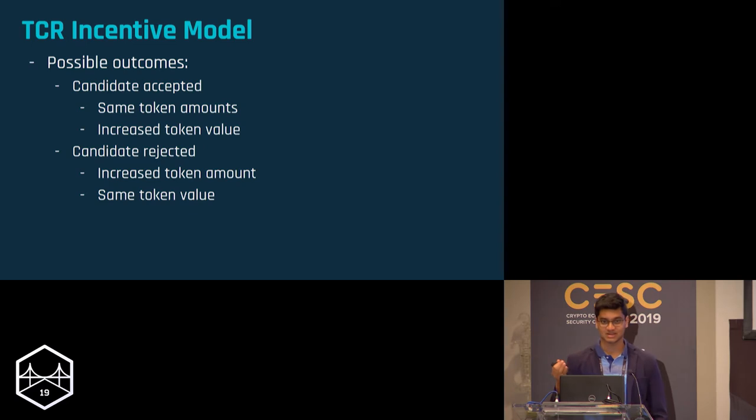And bad candidates are, with a similar logic, rejected, because they would drive down the price of the token and the quality of the TCR. So if a candidate is rejected, then each token holder is going to have an increased amount of tokens, but the token value is not going to change because the quality of the TCR didn't change at all.